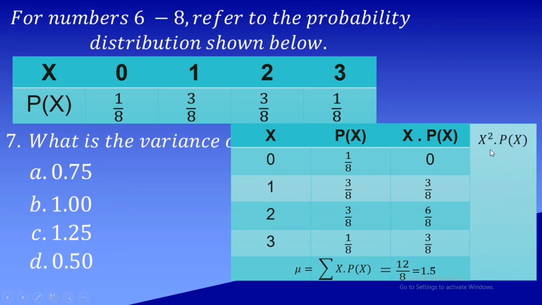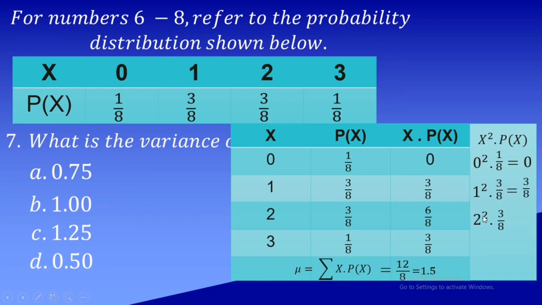Since we're looking for the variance, we add another column. Our x becomes x squared, then multiplied by the probability of x. So get the value of x, that is 0 squared. Our p of x is 1 over 8. Then multiply by itself. 0 times 0 is 0, times 1 is 0. Then for the random variable 1, 1 squared, then 1 times 1, then 1 times 3 is 3 over 8.